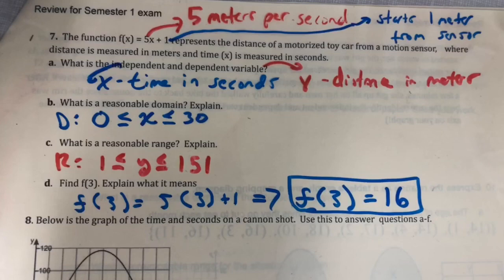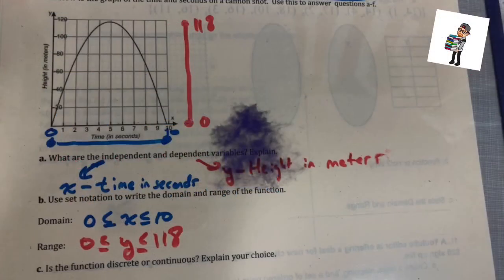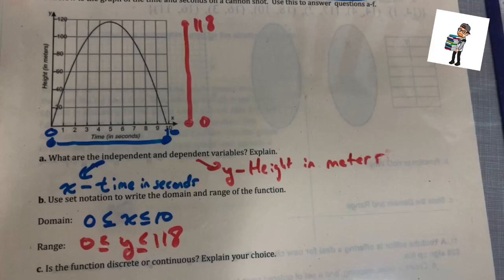That one went really fast, so I'm going to move on. So on this one, we have a function. It's a parabola, the cannon shot. So it's starting at (0, 0). It goes up and then it comes down. You need to find the domain and range using the inequality method; set notation would also work if you know how to do that.